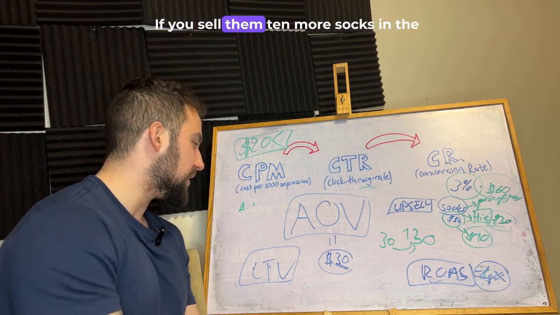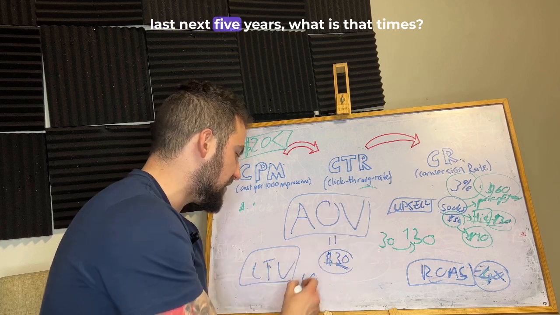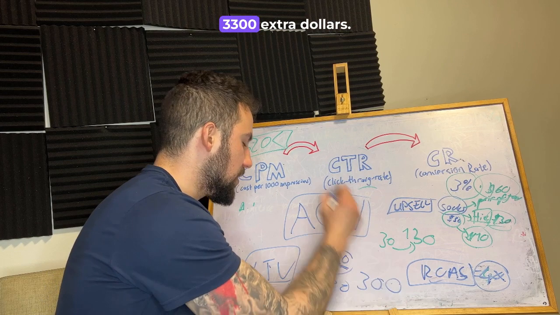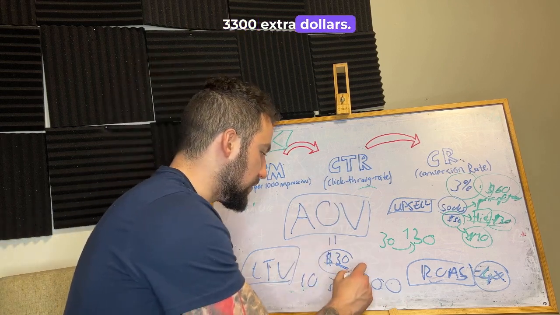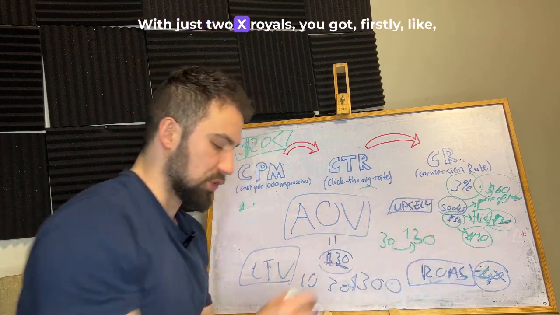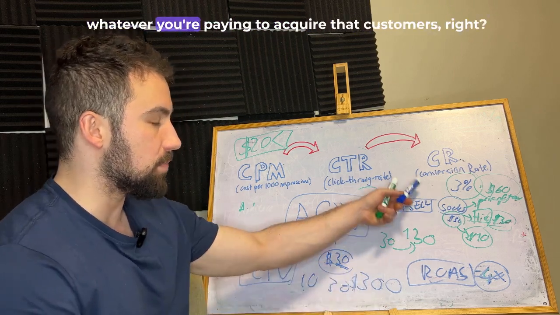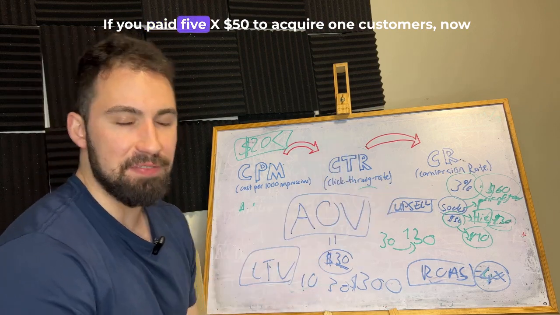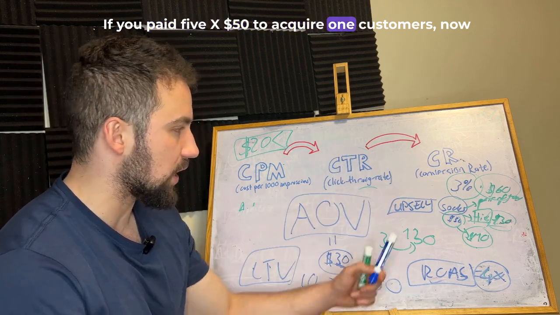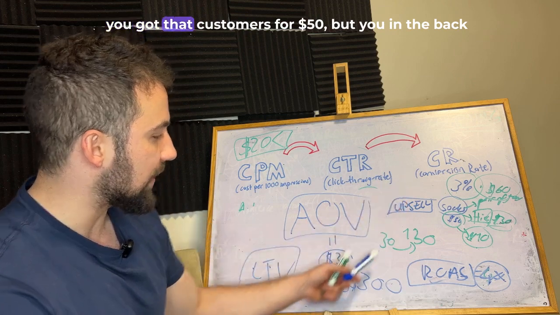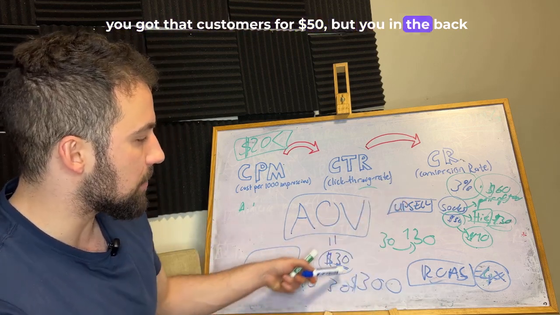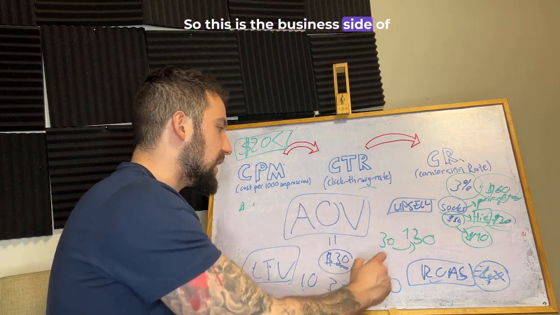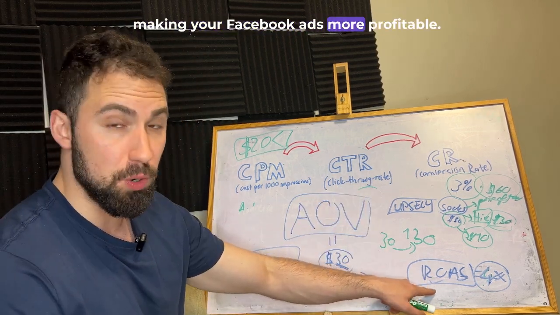If you sell them 10 more socks in the next 5 years, what is that? Times 30, 300 extra dollars with just 2x ROAS. You got, firstly, whatever you're paying to acquire that customer, right? If you paid, say, $50 to acquire one customer, now you got that customer for $50, but in the back end in the next 10 years you sold a ton more. So this is the business side of making your Facebook ads more profitable.